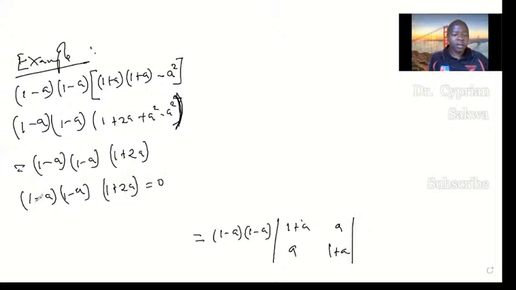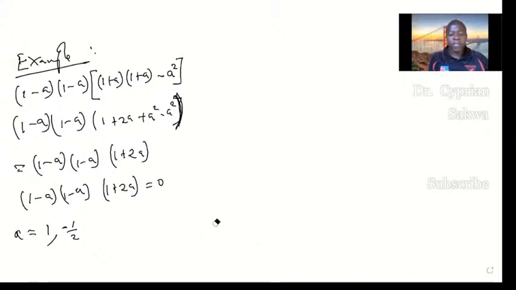So what is r? If I use this first bracket, I'll find that r will be 1. Even this other bracket will give me, if I equate to 0, r will be 1. What about this other bracket equate to 0? You'll find that r will be negative half. So what this means is that for the given matrix to have a determinant of 0, r is supposed to be either 1 or negative half. So that's how I do that question.